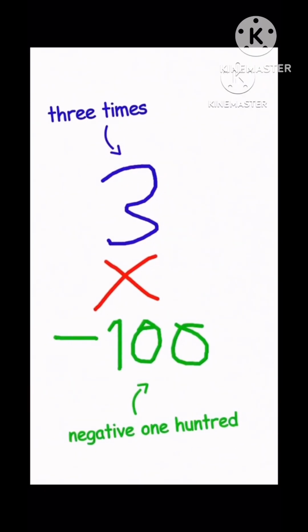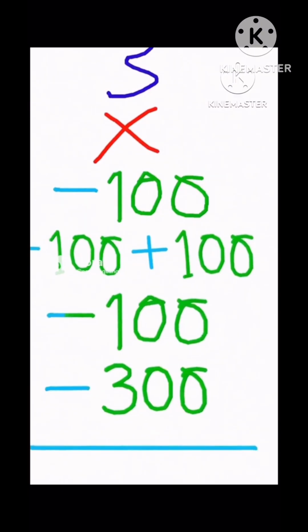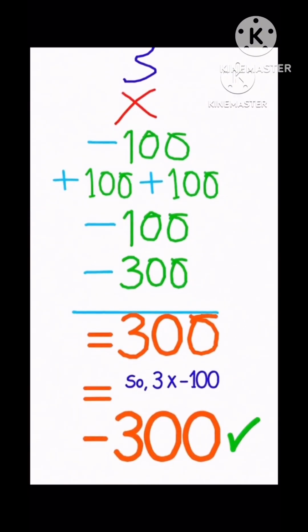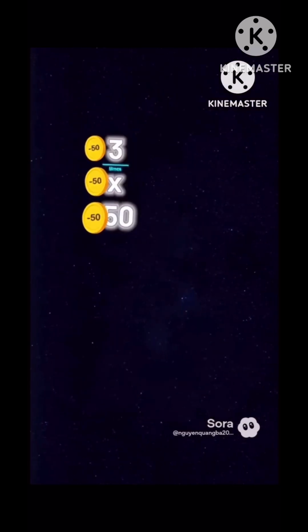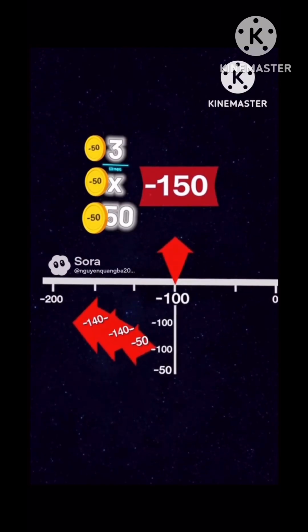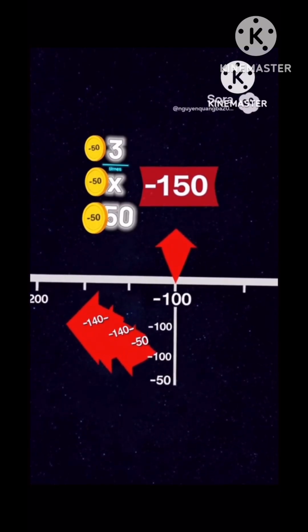3 times negative 100. What does that really mean? It means we add negative 100 3 times. Negative 100 plus another. Stack them up. Here's 3 copies of negative 50. Stack them together and you get negative 150, because each time we move another 50 to the left on the number line, we land farther in the negatives. 3 jumps of minus 50.